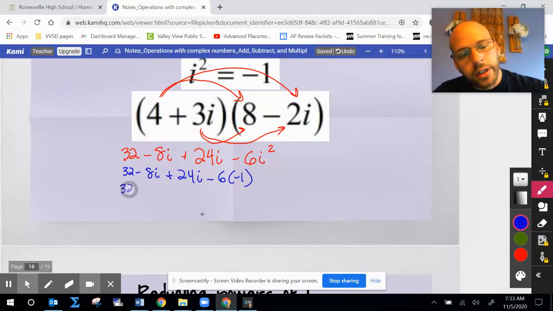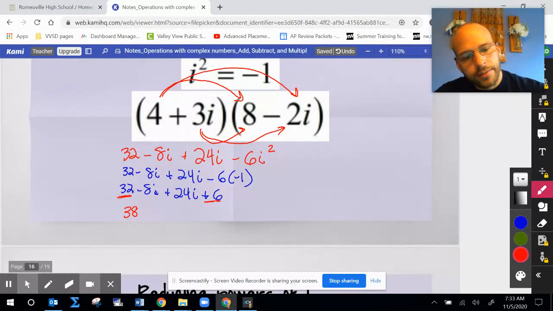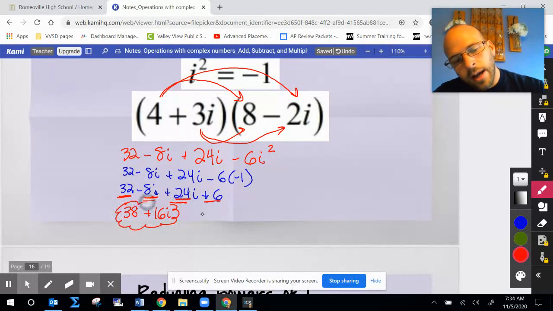So I have a 32. Now, I'm going to write this all out. Minus 8i plus 24i, and then negative 6 times negative 1 is a positive 6. We're going to combine like terms. So that gives me a 38. And then if I combine my i's together, negative 8i plus 24i would be 16i. And that would be my answer.